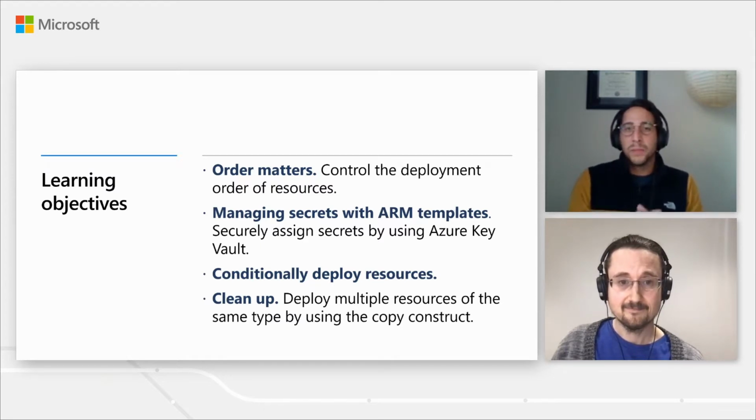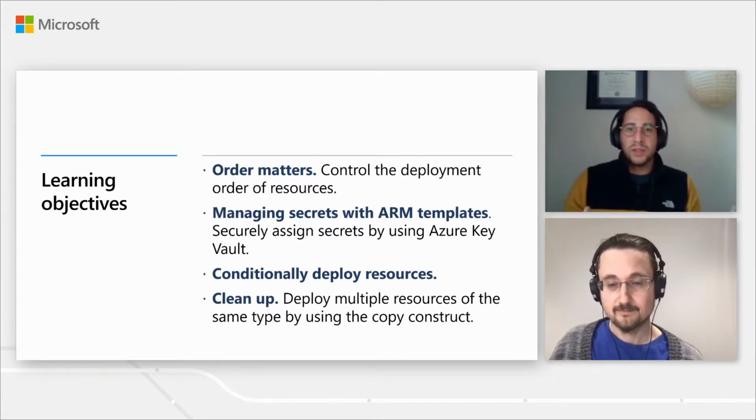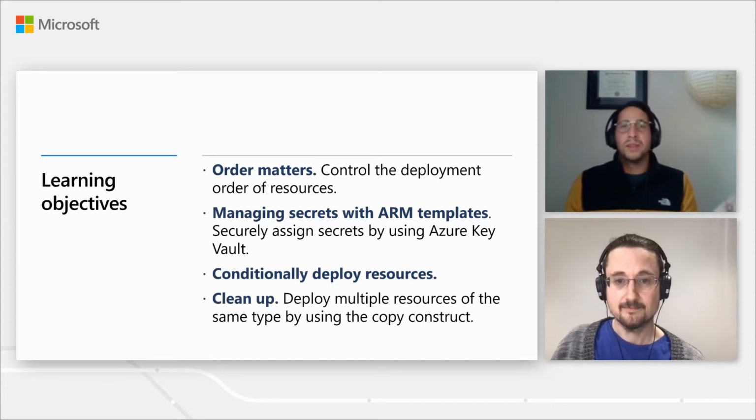Later, we're going to learn a little bit about conditionally deploying resources. By conditionally, we mean if something happens, deploy this resource. Simple as that. And lastly, but not least, we're going to learn how to clean up. One of our goals, as we're always developing software for applications as well as for infrastructure, is to eliminate redundancy. So we're going to learn how to use something called the copy construct to reduce the amount of code that we actually write, and make good reuse of all of these things.